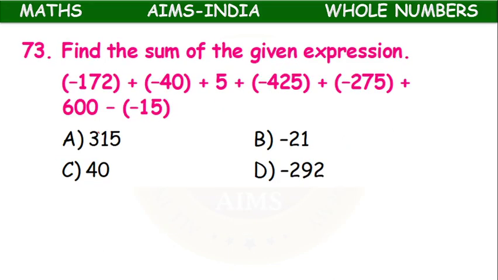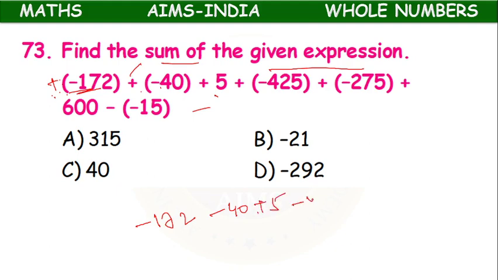Next. 73. Find the sum of the given expression. So they have given brackets. We have to remove the brackets first. Here before the bracket there is nothing, so we have to assume it is plus. We can remove the bracket because plus is there. Signs will not change. 172, we can remove plus. Signs will not change. Minus 40. Plus 5, we can remove plus.